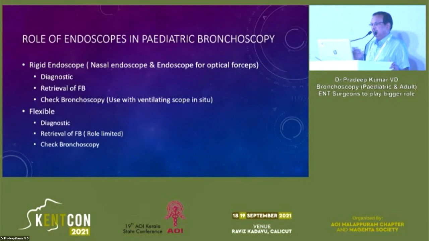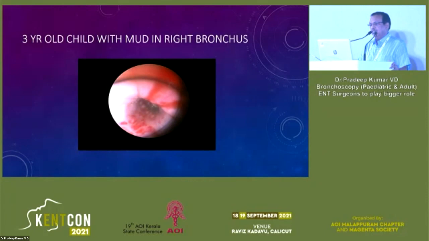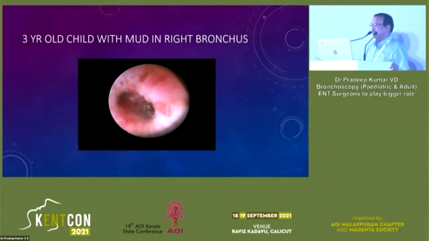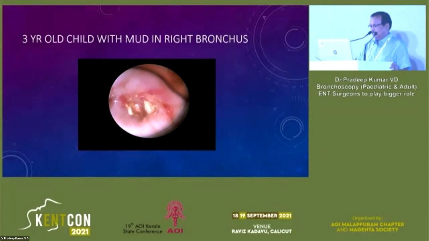This is again a 3-year-old child with a foreign body. There is no history, as sometimes happens. There is a lot of mud in the bronchus. Everything was completely cleared except something which was remaining there, which couldn't be removed. So I decided to wait about two days. By that time the child had coughed out everything, and when I checked the bronchus 2 to 3 days later, it was normal.